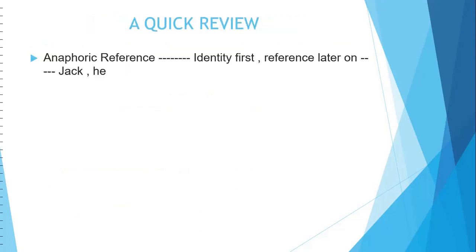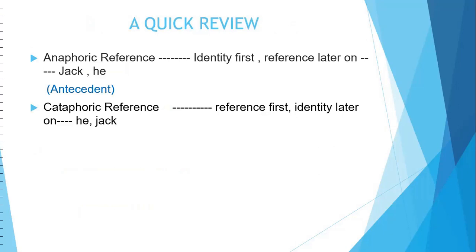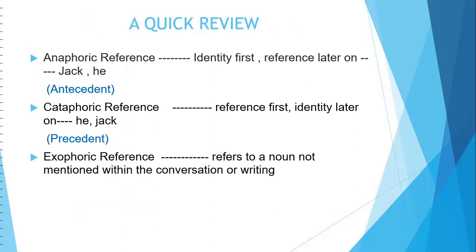A quick review. Anaphoric reference. Whenever we talk about anaphoric reference, identity will come first and reference later on, like Jack and his reference he. It is also called antecedent. Cataphoric reference. Reference first, identity later on, like he and his identity, Jack. It can also be called precedent. Exophoric reference refers to a noun not mentioned within the conversation or writing.